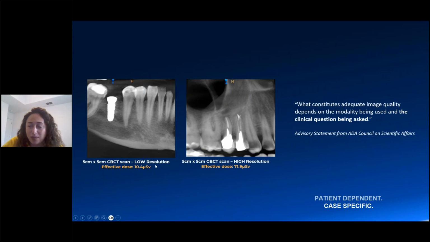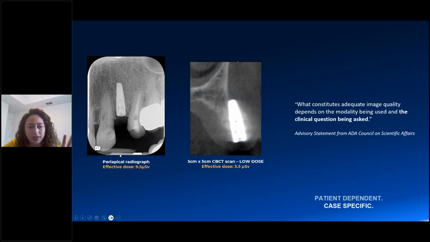If you're suspecting the patient's in pain, feeling some sort of discomfort, it's okay to take a low dose small CBCT scan to have a more in-depth look of that implant. Just like if you're searching for a fracture on a endodontically treated tooth, it's okay to take a high resolution CBCT scan. If we are searching for a fracture but we take a low resolution, we're not really addressing the clinical question we asked. Another example, PA versus low dose CBCT. And again, the 5.5 versus 10.4 is just because it's a different region.